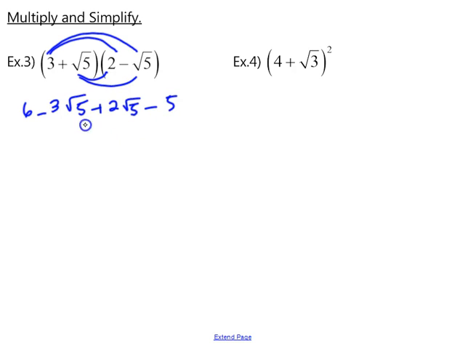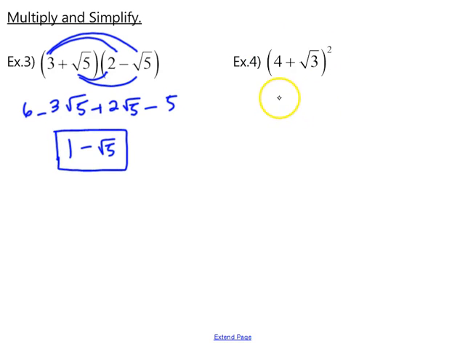And then we want to simplify what we can. So here we have an index of 2, the same root underneath. So a negative 3 root 5 plus 2 root 5, that's going to give us a negative 1 root 5. And then if we take our first term, 6 minus 5, we actually have 1. So here's our final simplified answer.